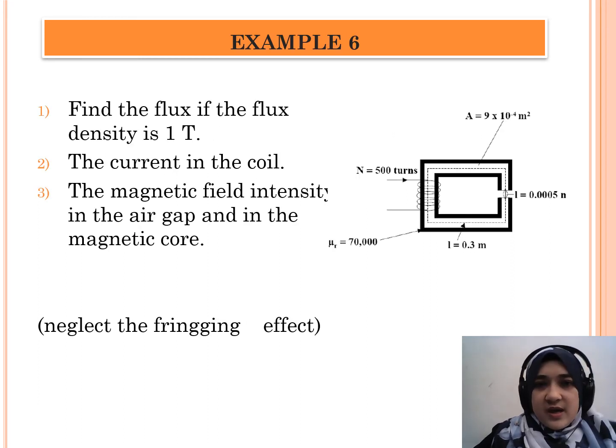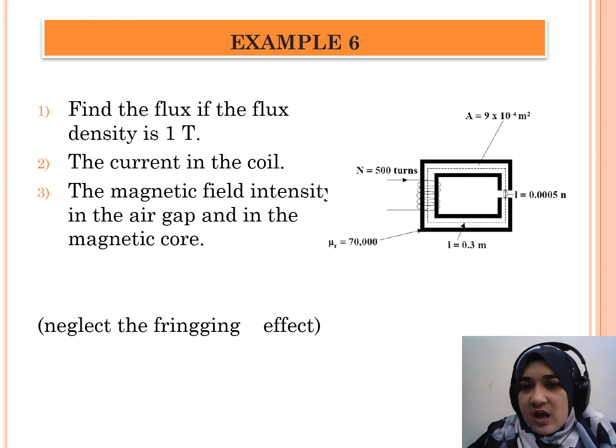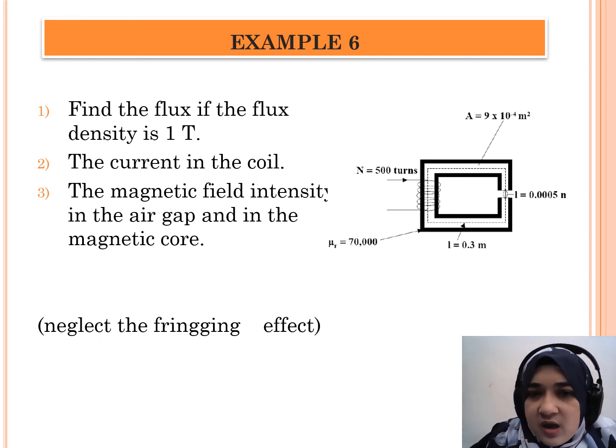Okay, now we try example 6. Find the flux if the flux density is 1 Tesla, the current in the coil, and the magnetic field intensity in the gap and the magnetic core. Neglect the fringing effect. Okay, now we have a magnetic core here, and mu r is equal to 500. So we have current carrying the coil here. It gives you A, length of the air gap, length of the core, and mu R.